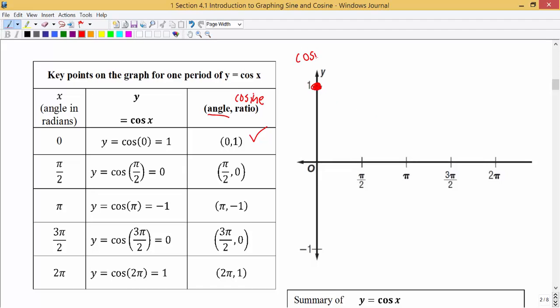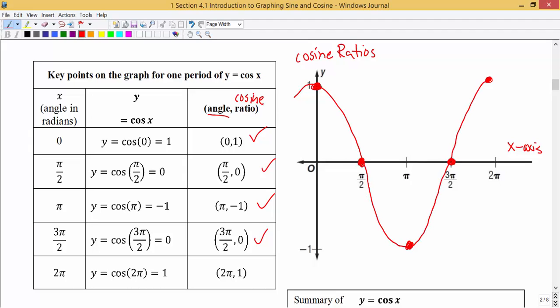So remember that the y values are the cosine values of the angles, or those cosine ratios, and the x-axis is labeled with angles in radians. That's our input. If we look at pi over 2, the cosine value of pi over 2 is 0. At pi, the cosine value there at that point is minus 1. 3 pi over 2, the cosine value is 0 at that angle. And then for 2 pi, the cosine value, as we come back to the starting point on our circle, is 1. So 2 pi comma 1.